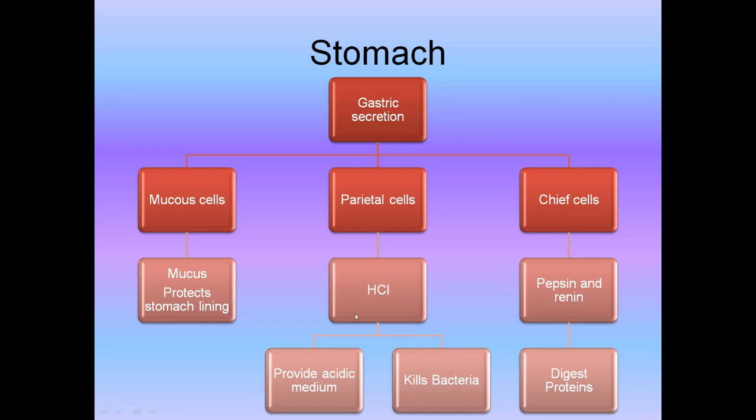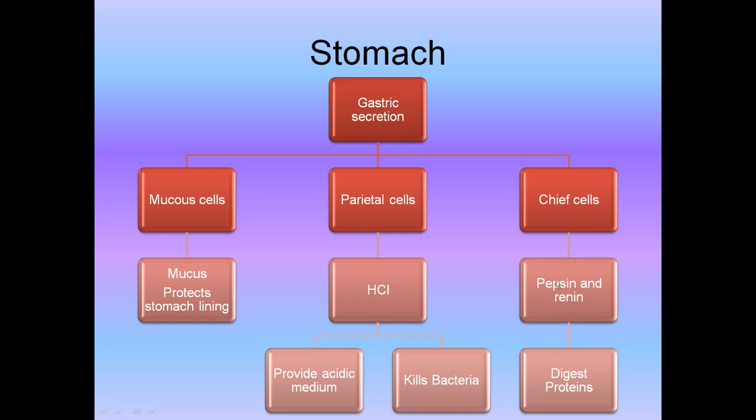Parietal cells secrete HCl, and this HCl is very, very important because it provides an acidic medium to the food in the stomach, and it kills the various bacteria coming from the food in our stomach. HCl has high acidity. The pH value of HCl is around 2. It is quite acidic. Chief cells are going to release enzymes. These are pepsin and renin. They are meant for protein digestion.